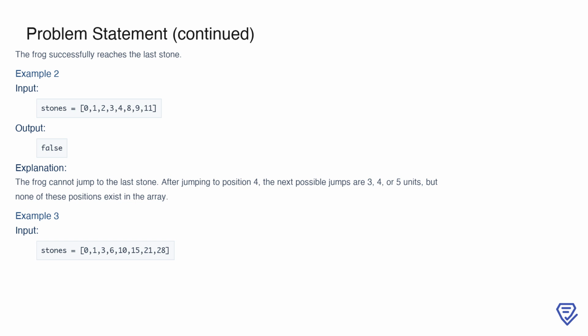Here's why: the frog can jump to positions 1, 2, 3, and 4, but once it reaches position 4, it gets stuck. The next possible jumps are 3, 4, or 5 units, but none of those positions, 7, 8, or 9, are valid based on the stone positions. As a result, the frog cannot progress further or reach the last stone.